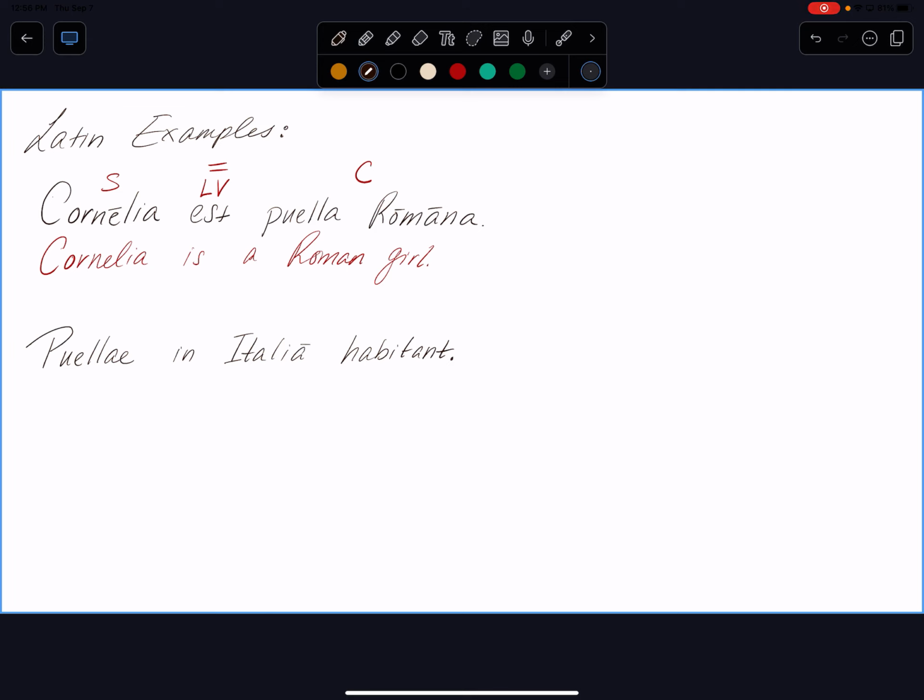Adolphus, ubi est verbum in sententia? Where's the verb in the sentence? Verbum, word. Ubi est verbum. I got ubi right on the quiz. Italia est verbum? Minime. Habitant est verbum. That is actually a word for verb in Latin. Yes, verb. Think about it.